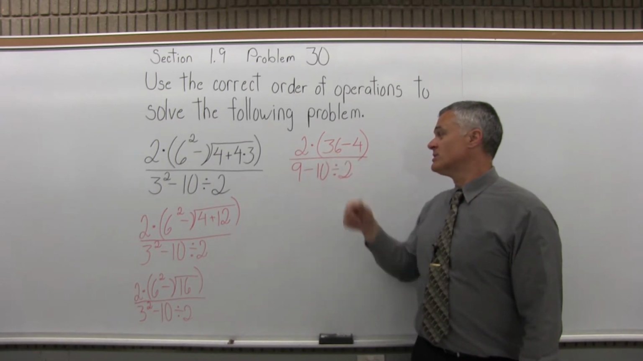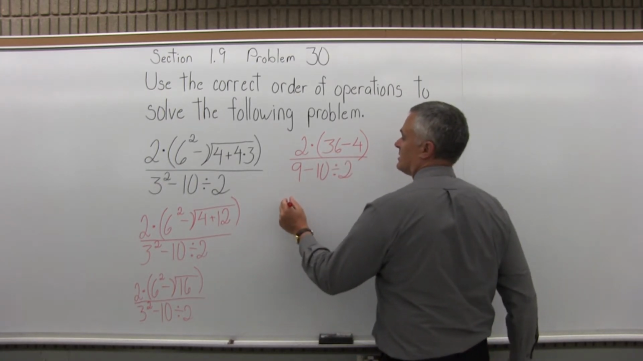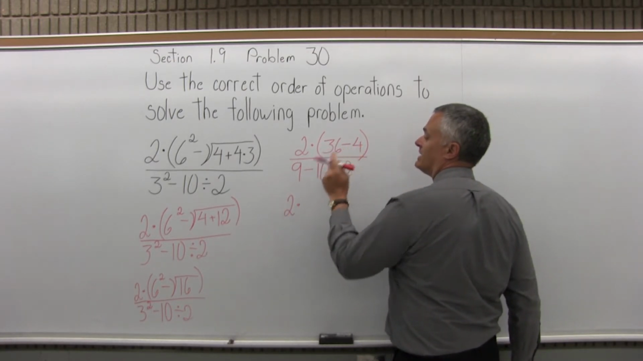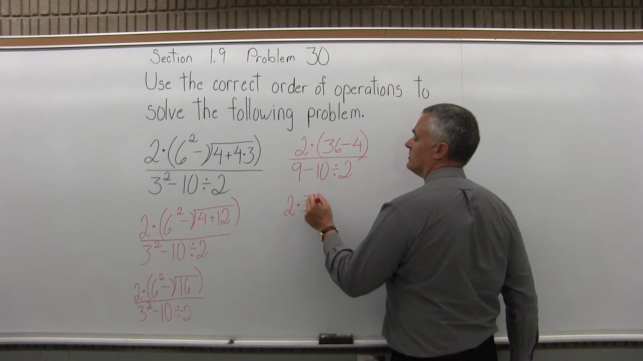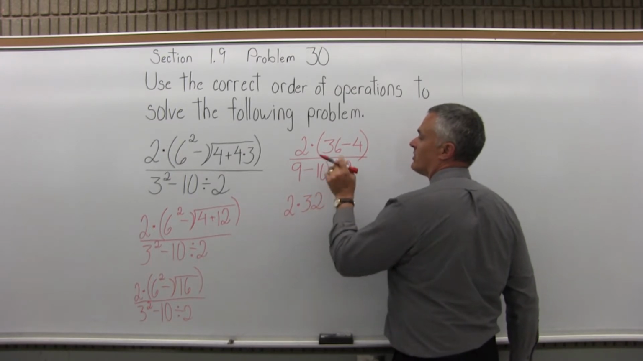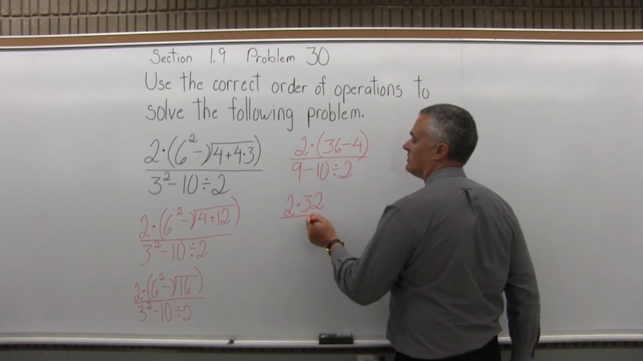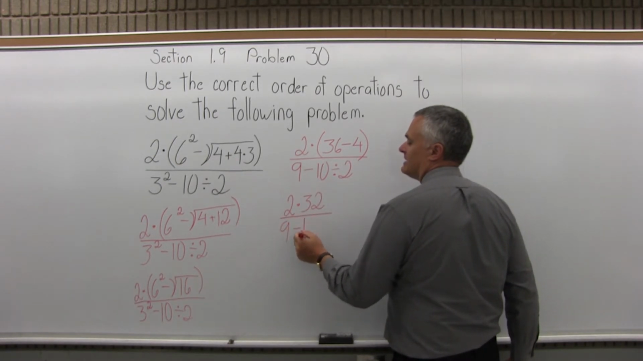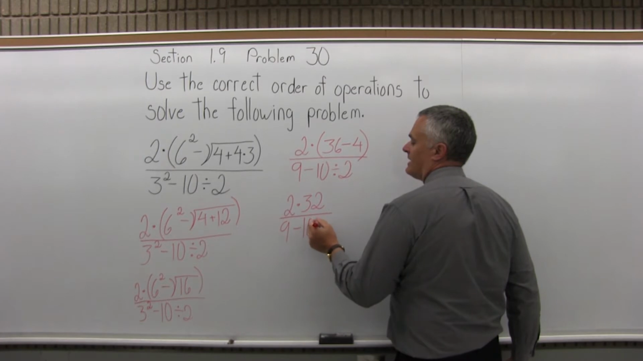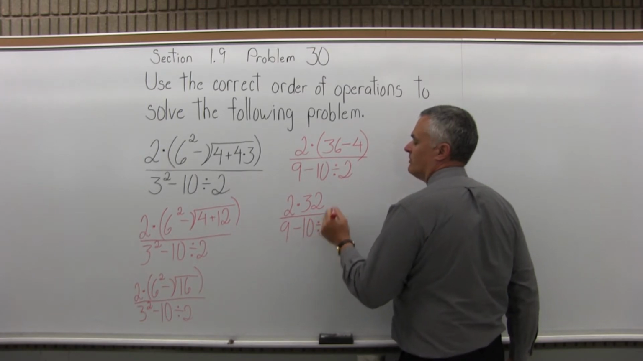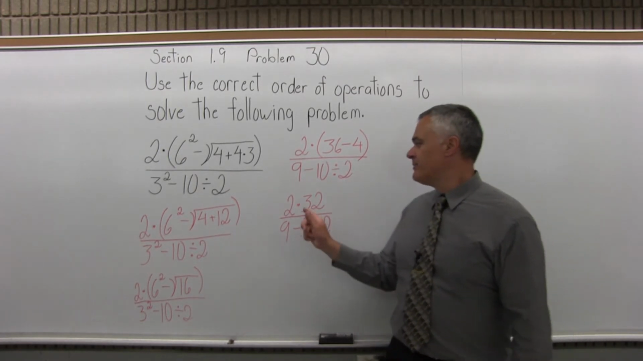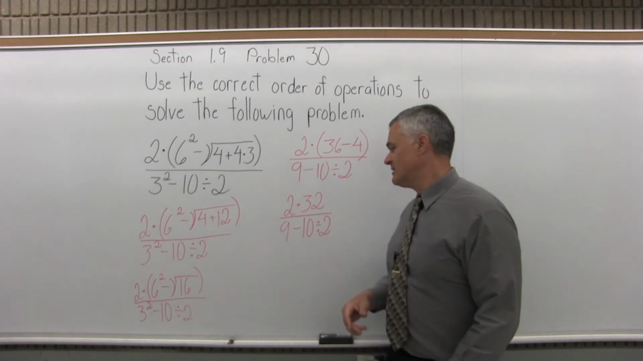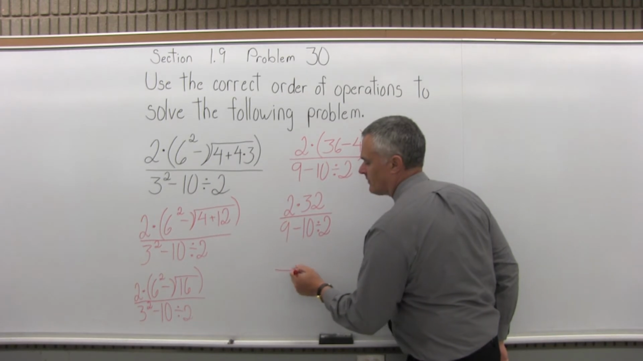So now I do still have some parentheses in the top. Let me finish those parentheses right now. So I will have 2 times 36 minus 4 is 32. So all that work in parentheses boiled down to a 32. And then in the denominator, 9 minus 10 divided by 2. So on the top, 2 times 32 is all that's left to do in the top. That is a 64.